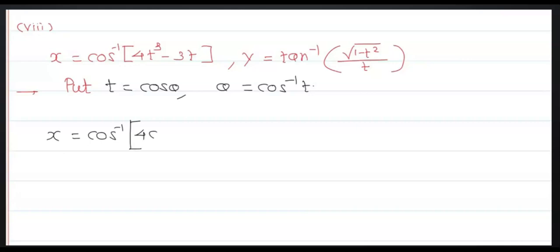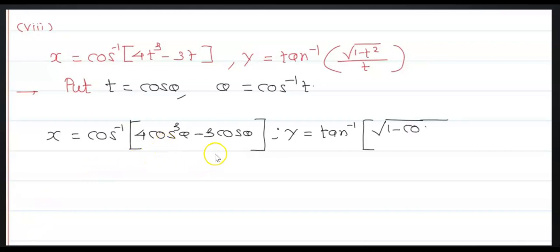Number of times when you practice, then you will understand what type of proper substitution is there. Therefore, x is equal to cos inverse in bracket 4 cos cube theta minus 3 cos theta. y is equal to tan inverse of root of 1 minus cos square theta upon cos theta.